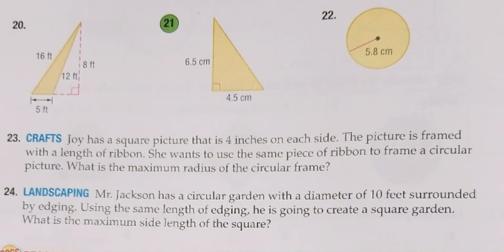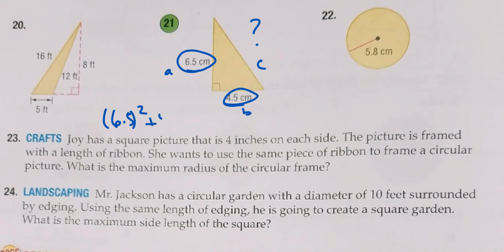So I don't have to find another height, because 6.5 is the height, because it's perpendicular to the base 4.5. Now you do have to find this piece right there. So you're going to say that's A, and that's B, and you need to find C. So you say 6.5 squared plus 4.5 squared equals C squared.